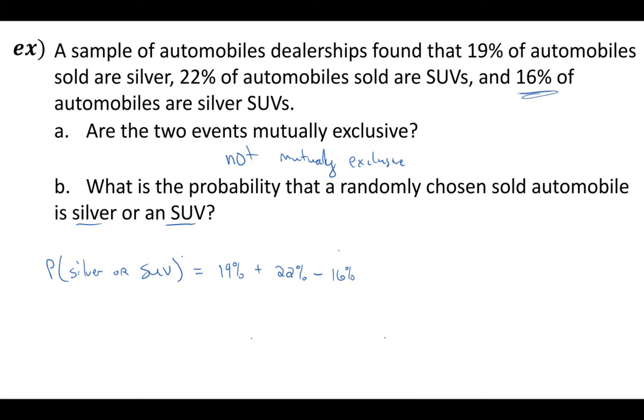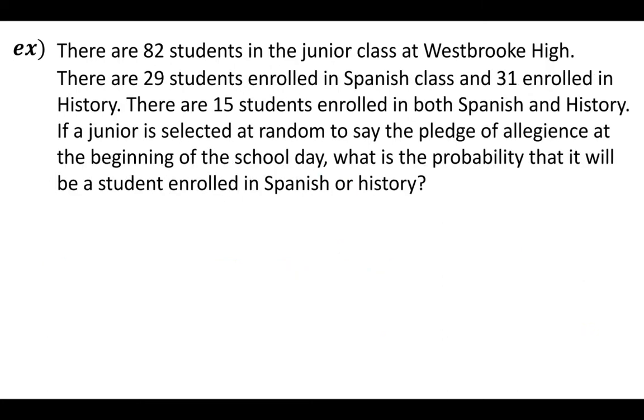My car that I drive is actually a silver SUV, so kind of a coincidence. And do the math there, we would be left with 25%. So 25% of all cars sold at this dealership are either silver cars or they're SUVs or they're silver SUVs. Let's go look at the next one.